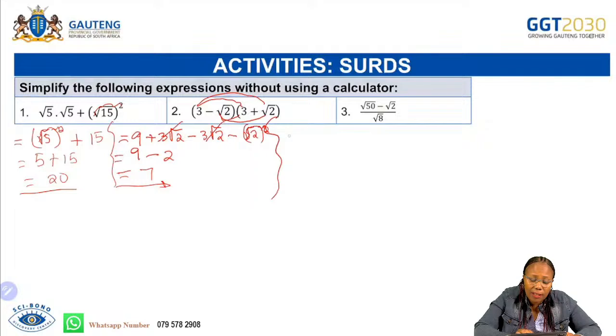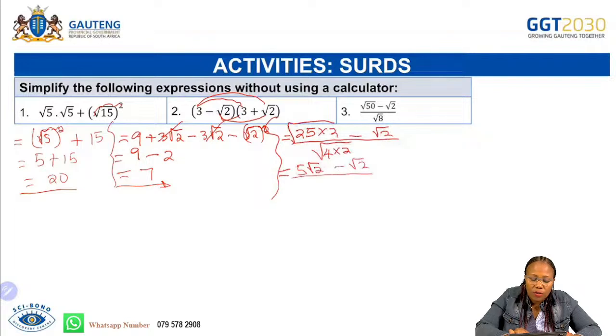You must write this in a simple surd form. Then it will be two numbers, one having a square root, that is 25 times 2. Square root 50 minus square root 2. And then square root 8 will be square root of 4 times 2. And then the square root of 25, it's 5. Then you are left with square root 2 minus square root 2 there. Square root of 4 is 2, square root 2.